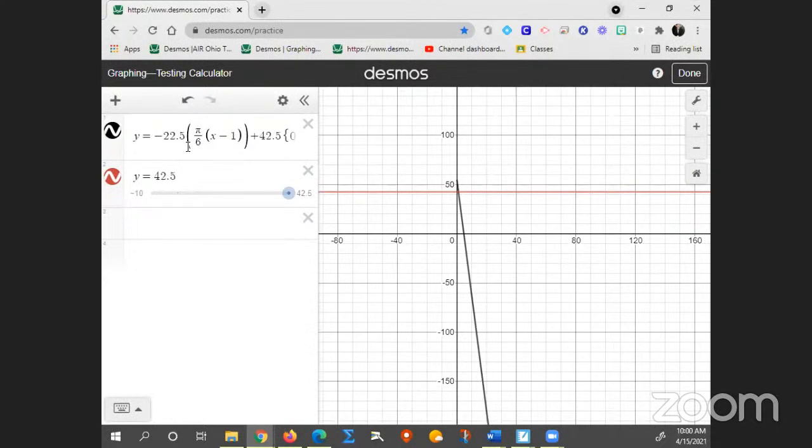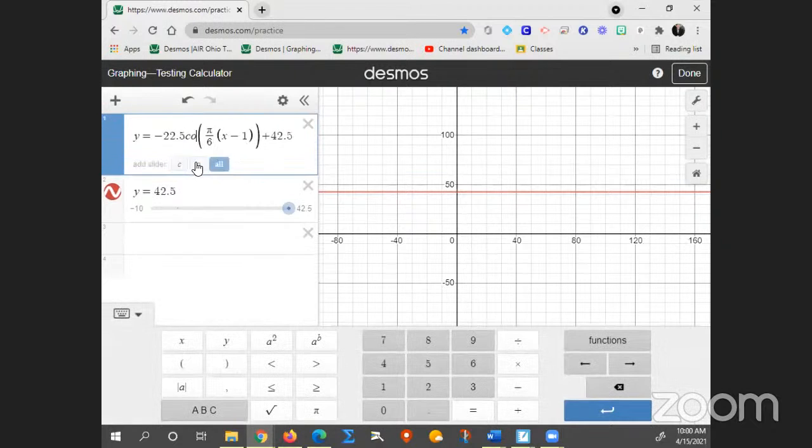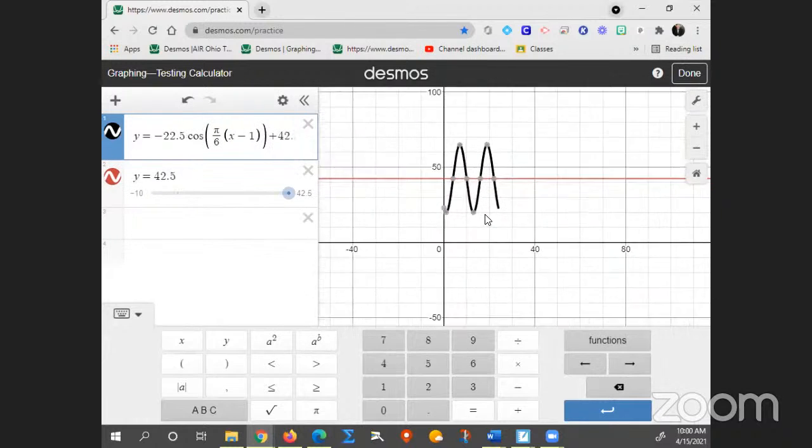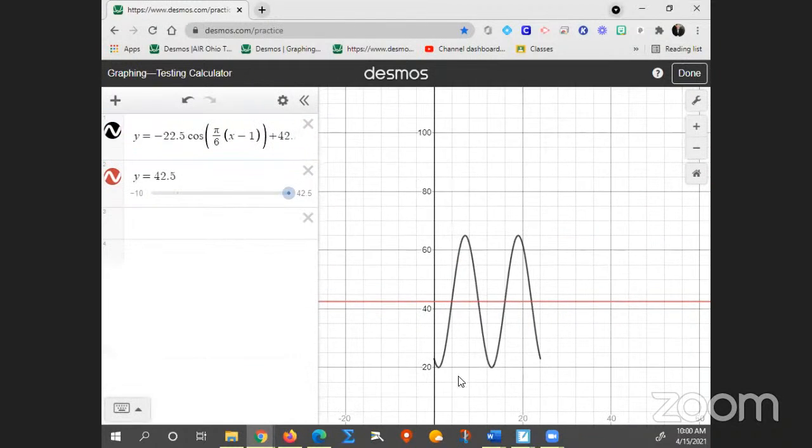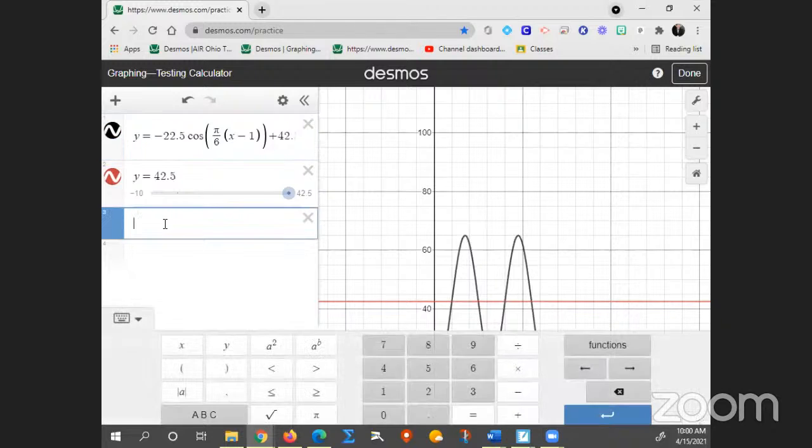Uh-oh, something's not right here. Negative 22.5, pi over 6, x minus 1. I don't think I put my cosine in here. That helps. There it is. Boom. January. Is that what we said it was? July. Is that what we said it was? Beautiful.